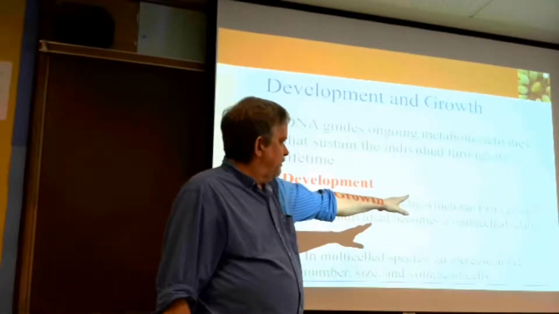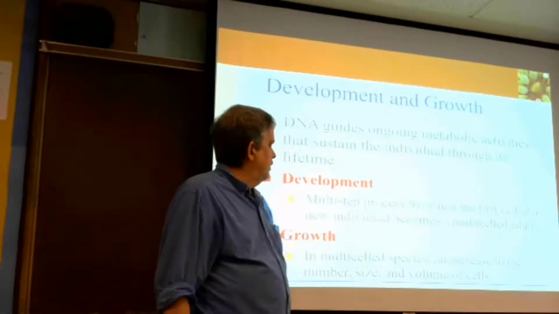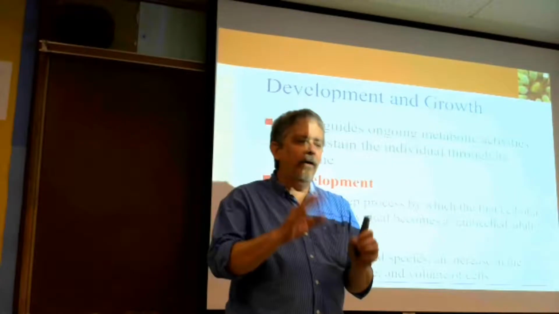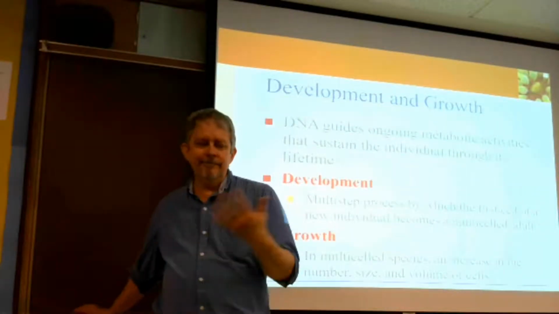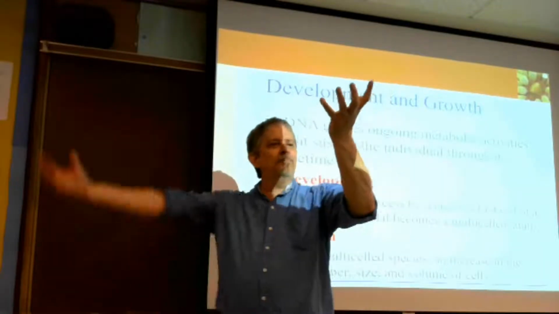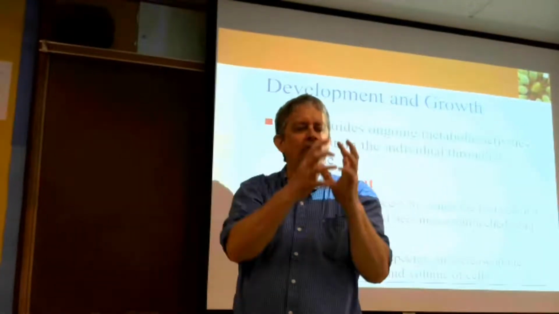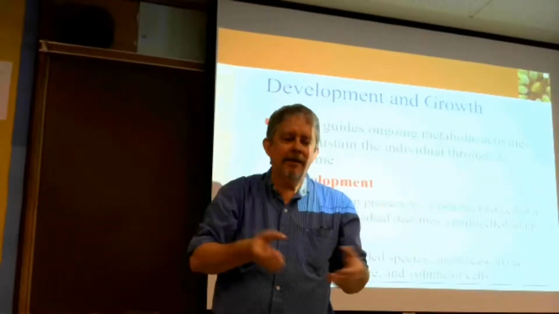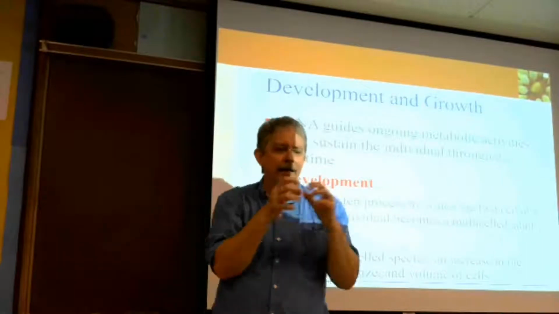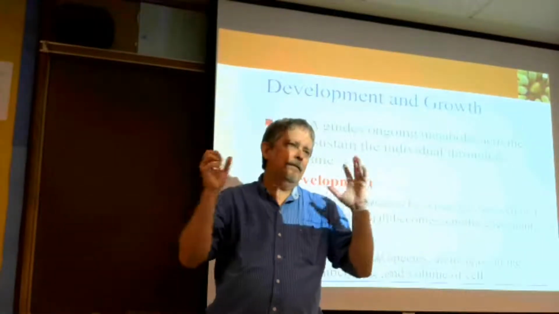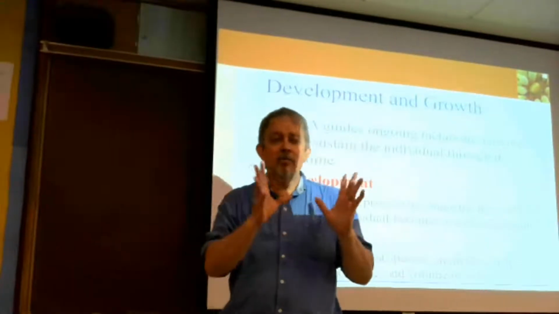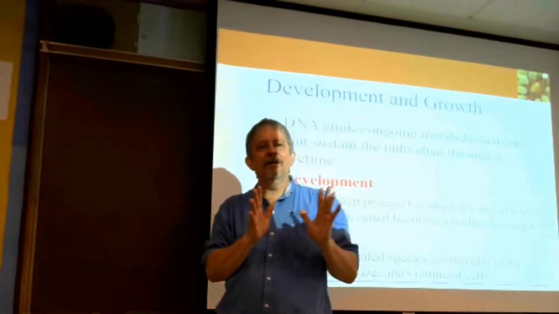Development is a multi-step process where the first cell of a new individual becomes a multi-cell adult. And you may not want to think about this, but when you were brought into existence, the egg from mom and the sperm from dad get together and form one cell. That one cell divides, and now there's two, but those two cells are identical. Then they divide again into 4, then again into 8, then 16, then 32, then 64, then 128, and then once we get there, my math's not good enough to keep going.